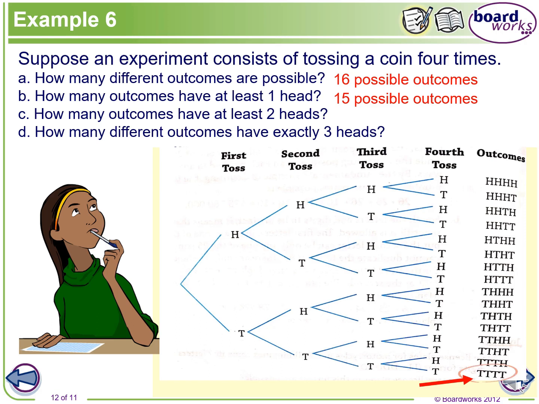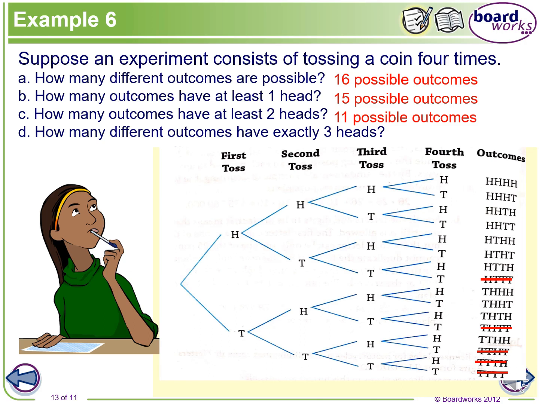Okay, let's go to letter C. How many outcomes have at least 2 heads? There will be 11 possible outcomes. Why? At least 2 heads means 2 heads, 3 heads, or 4 heads. So you will just count the outcomes here. These are not included: HTTT, THTT, TTHT, TTTH, TTTT, because they contain only one head or none. While the rest, those are 11. We have there 11 possible outcomes.